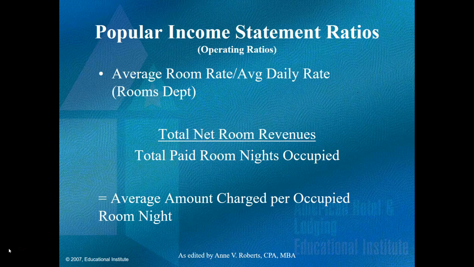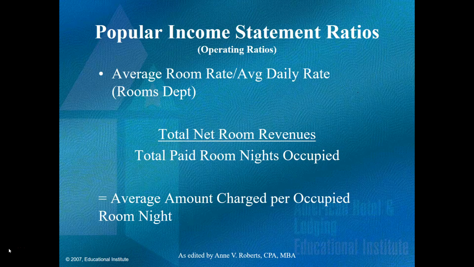All right? Then we've got our average room rate or our average daily rate. Now again, this only applies to the rooms department, right? Because food and beverage, we don't have rooms. So we simply take our total net room revenue and divide that by total paid room nights occupied. Now, I change up the verbiage just a little bit on this denominator only because I'm trying to create a picture in your head to understand what you're actually using here.